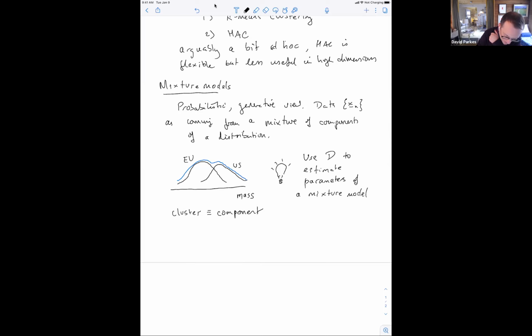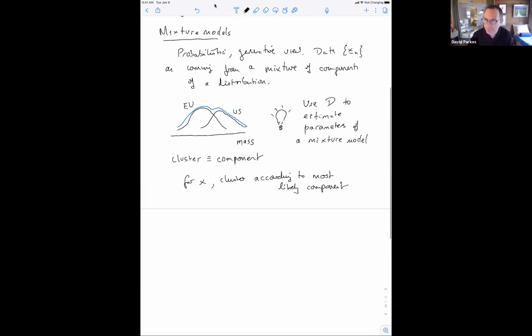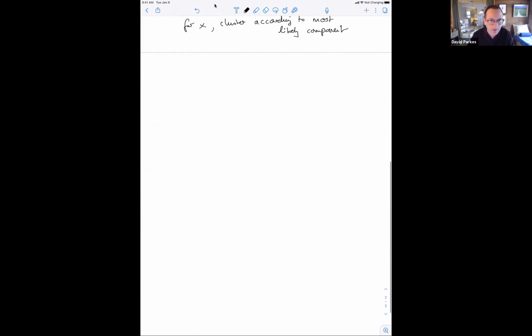And for a new X, we would cluster according to the most likely component. New X or a current X, doesn't really matter. I think I'll just say for an X. This is a high level idea. So far, so good? Okay, thank you, Richard. All right.